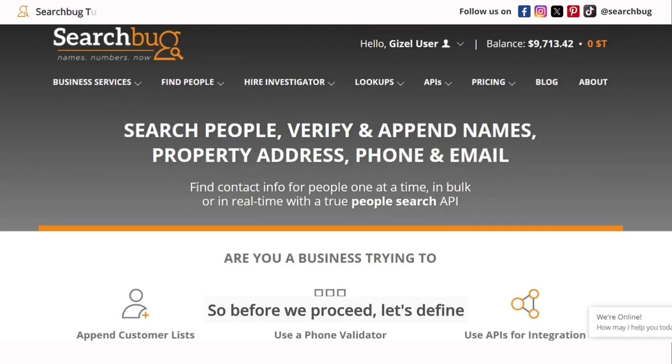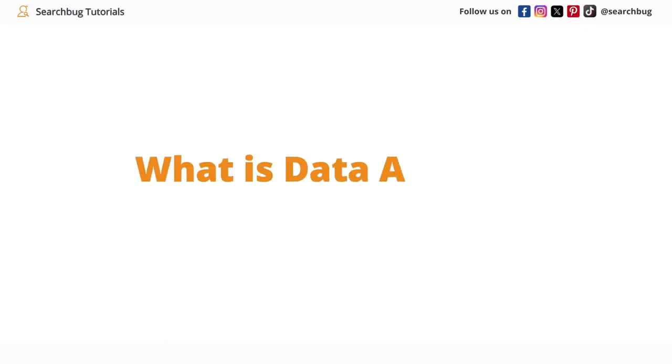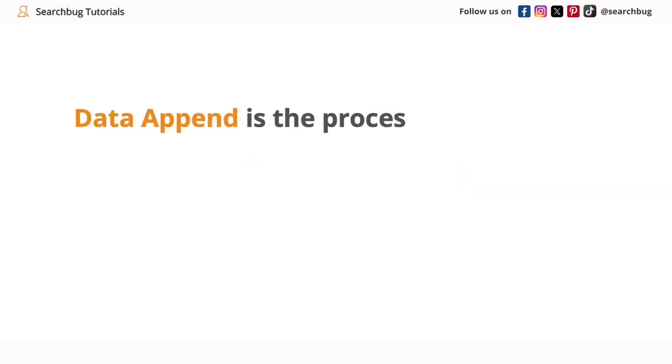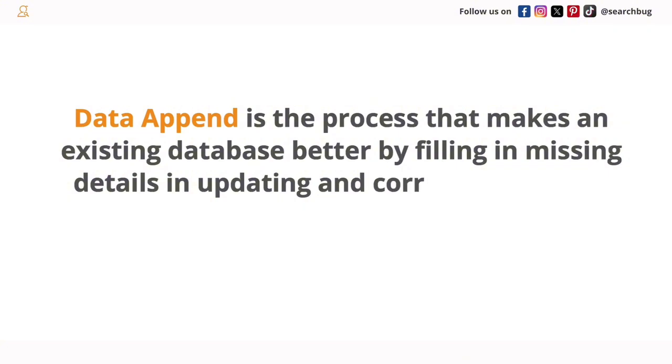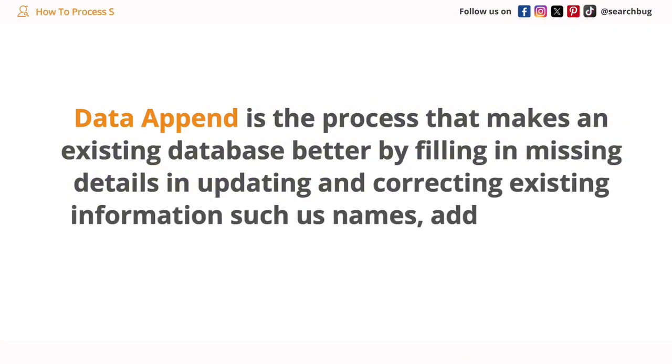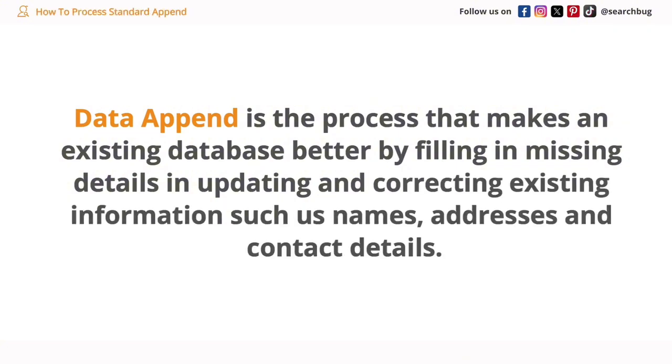So before we proceed, let's define what data append is. Data append is a process that makes an existing database better by filling in missing details and updating and correcting existing information such as names, addresses, and contact details.